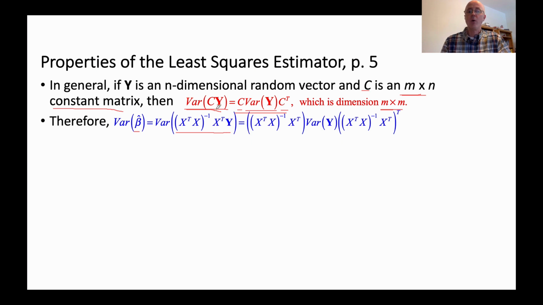All right, well, according to this fact up here, I can take this constant matrix that's in front, put it on the left here, and it's transposed on the right here, and in between I have the variance covariance matrix of y. Okay, so that's just using the equation in red in the first step.